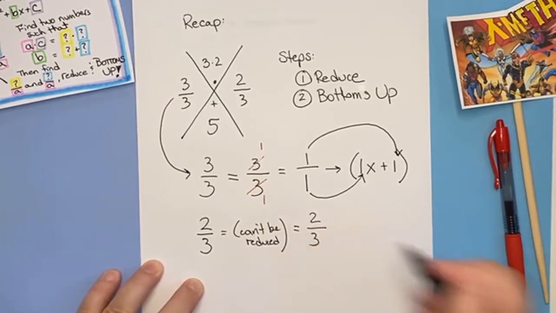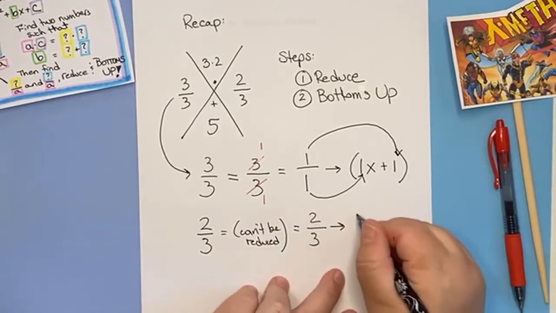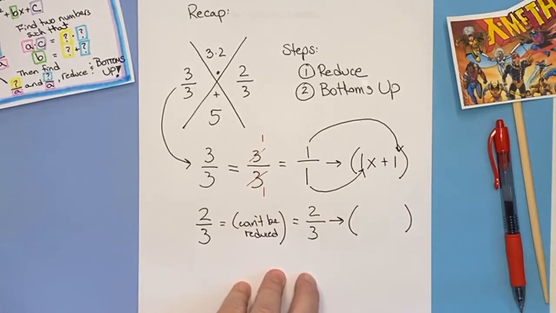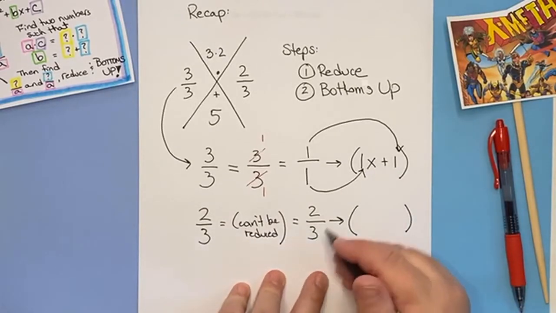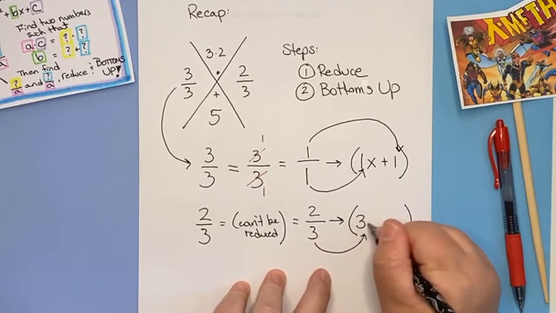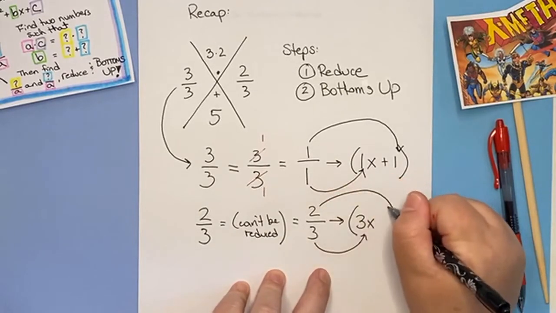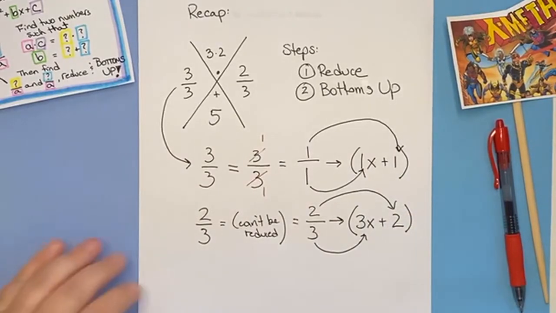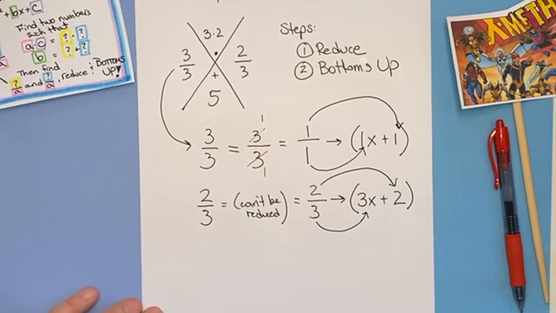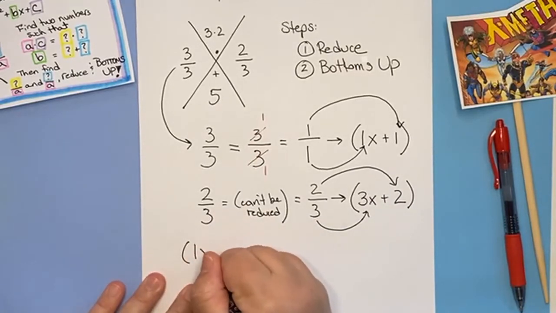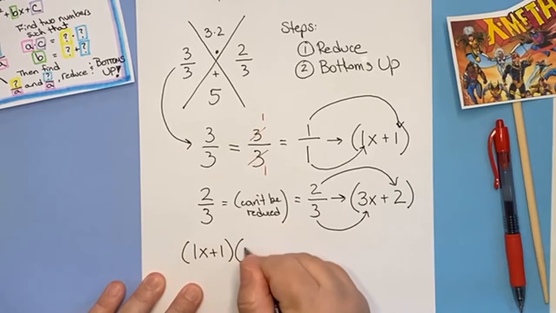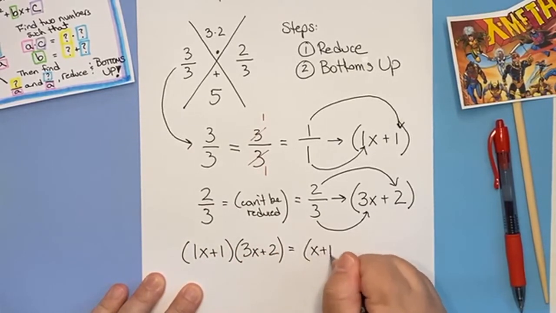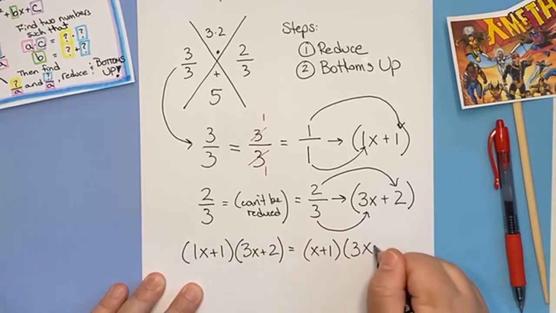So we just leave it at 2/3, and then it becomes, and let me hesitate for a moment so you can think about it. Remember, bottom is up. So the 3 comes first, and the 2 comes second. Oh my goodness, this is very exciting. So our 2 factors are going to be 1x plus 1 and 3x plus 2. And if we clean things up, we've got x plus 1 times 3x plus 2.